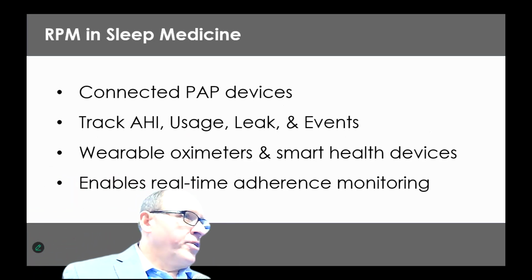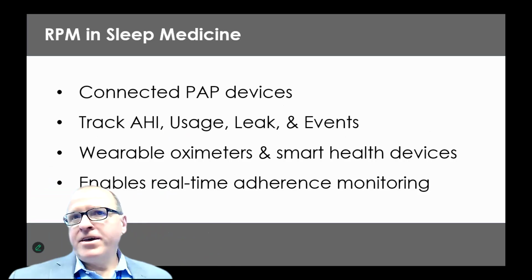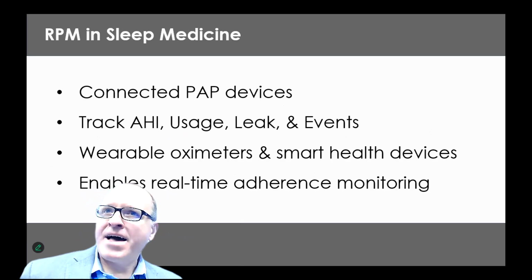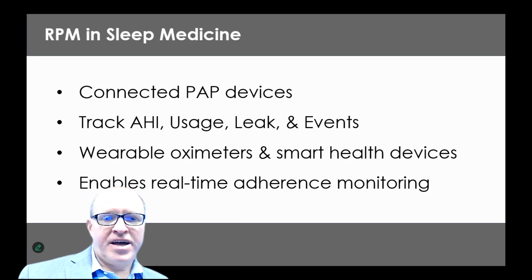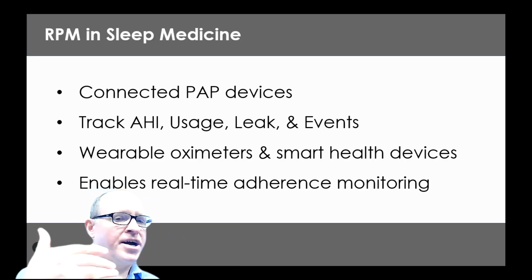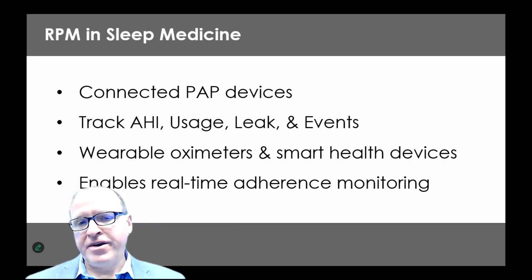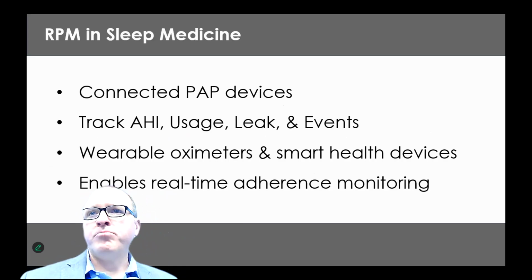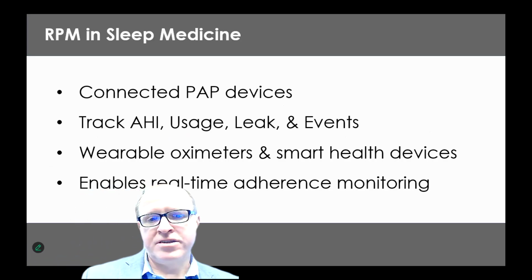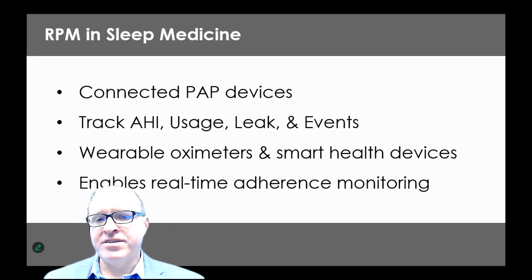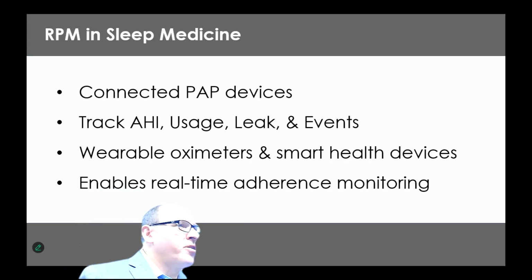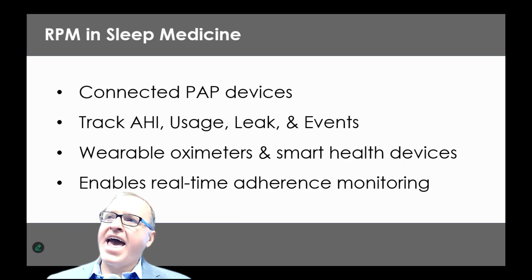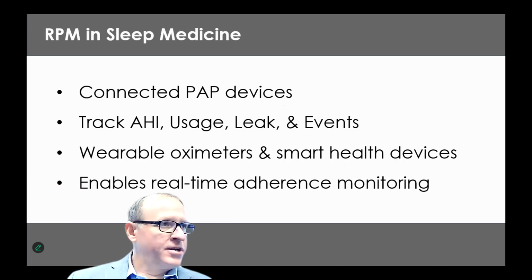So again, let's break it down. We'll talk initially about RPM. Obviously with the PAPs that have been on the market for years, connected PAPs, you've got access to data. You can track AHI, usage, leak, the various events. But now, and every year, there are more and more smart wearable technologies coming out, whether that's wearable oximeters or other types of smart health devices that can also monitor other parameters. So it doesn't have to just be the PAP data that's being monitored.